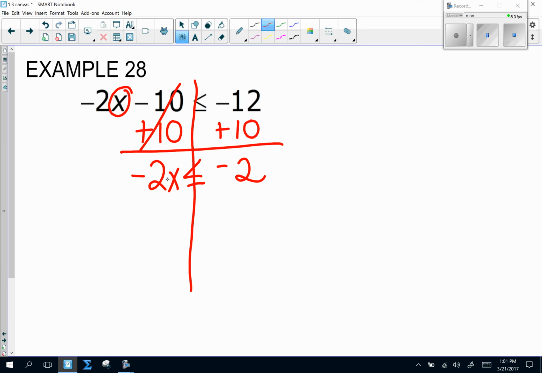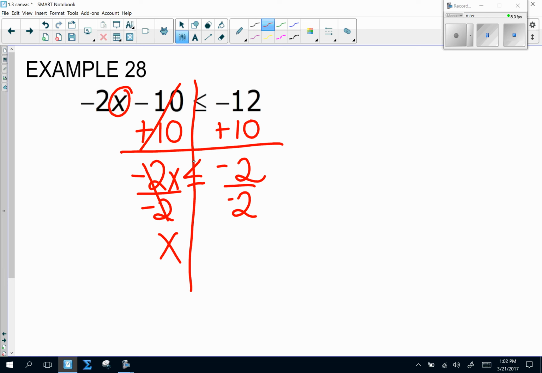I know the negative 2 is attached to the x, which means it's multiplication. To undo multiplication, I have to do the opposite, which is division. So I'm going to divide by negative 2. Whatever I do to one side, I have to do to the other. So negative 2 divided by negative 2, that cancels out and gives me x.